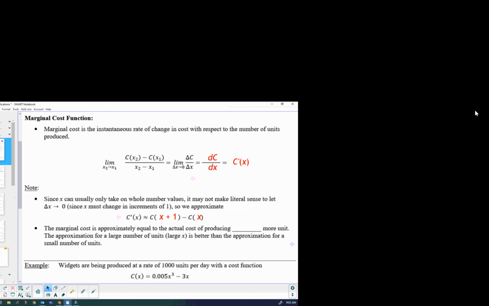Yes? Well, it can be 0, but a limit doesn't have to actually reach the value. A limit says I'm getting infinitely close, and I can't get infinitely close to 0.